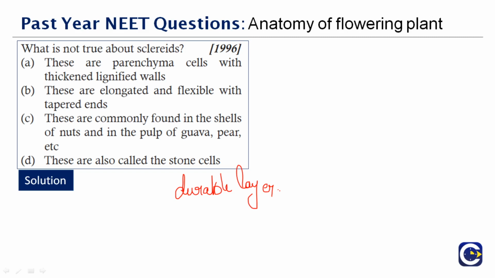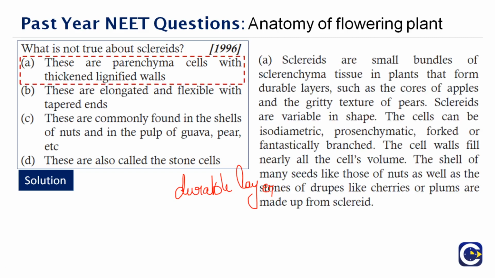All these are examples. Apart from that, they are also commonly found in the shells of nuts. Do you think they are found in the pulp of guava? No, they are not in the pulp of guava. They are found in pears, but they are not found in the pulp of guava, so option C will not be the right answer. So what will be the right answer now? It is cells with thickened lignified walls. Therefore, the correct answer will be option A.